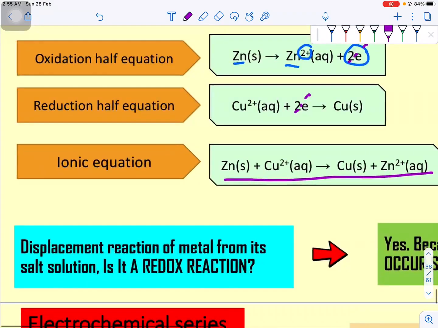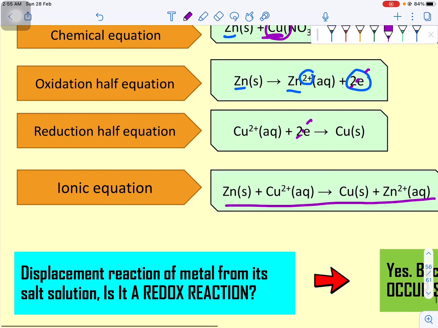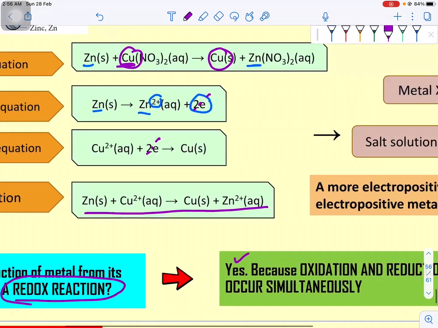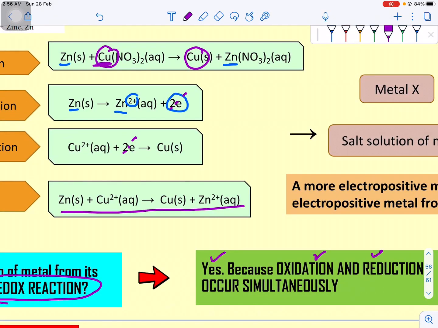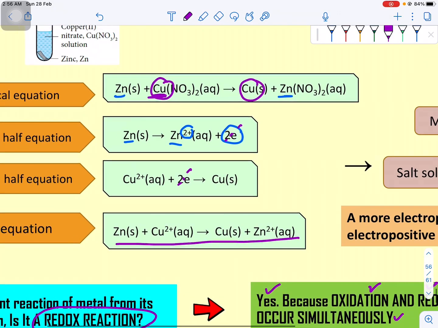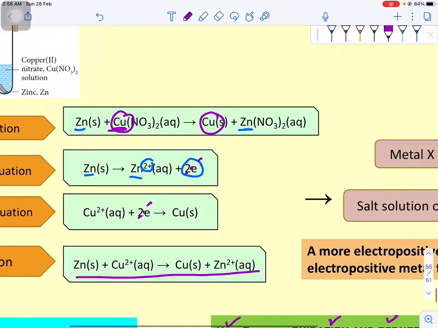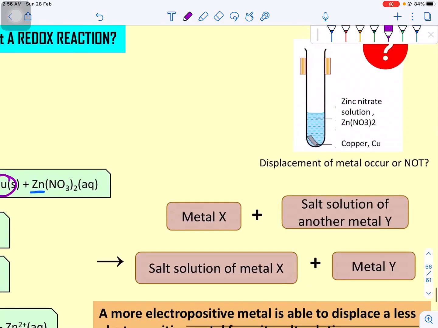So the question is: is the displacement reaction of metal from its salt solution a redox reaction? Adakah ianya sejenis redox reaction? The answer is yes. Why? Because we can see clearly just now that oxidation and reduction occur simultaneously. So we can say the reaction between zinc and copper(II) nitrate is a redox reaction. So macam mana ianya berlaku?